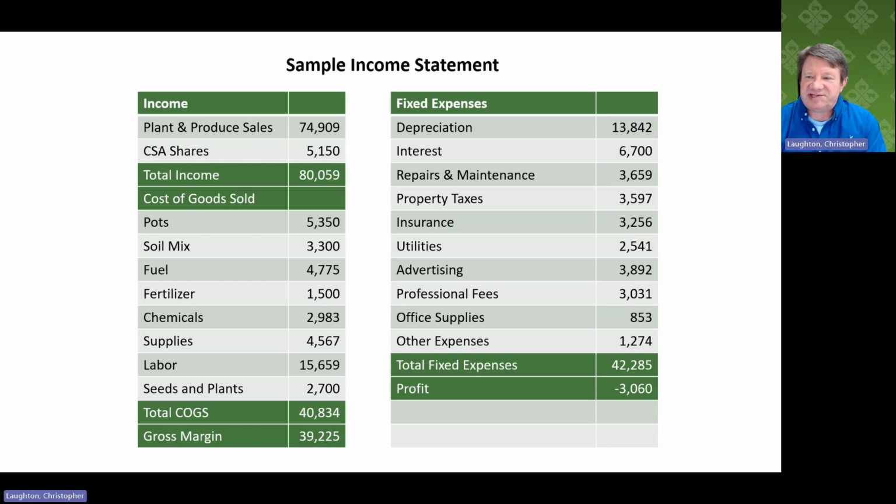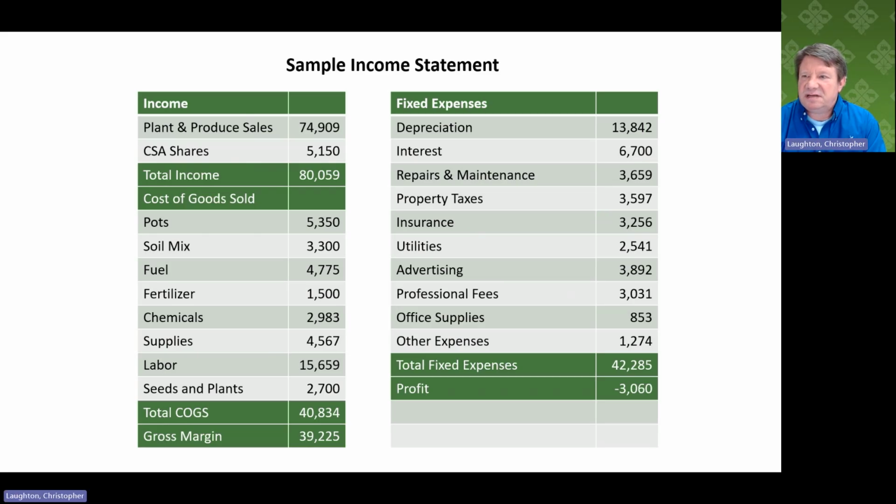And then we have those cost of goods sold. So we have the pots, the soil mix, the fuel for the greenhouse, the fertilizer, chemicals, supplies, labor, you name it. So that's total cost of goods sold of $40,834, just over half of revenue. That leaves us with a gross margin of $39,225.